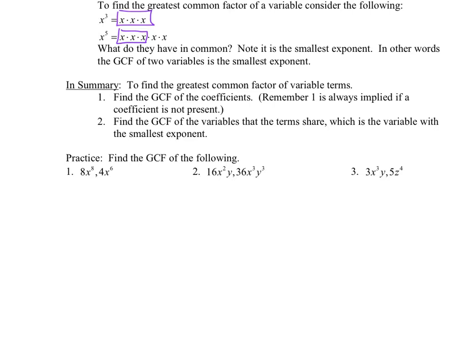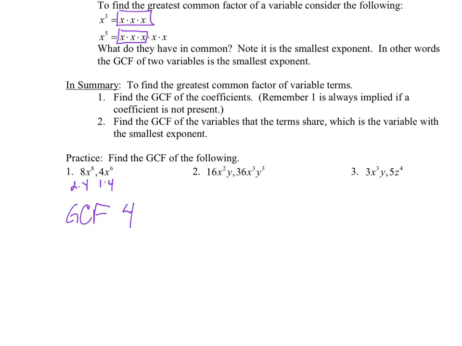Okay, so now let's look at these here. First we're finding the greatest common factor of our two constants. So we have 8 and 4. Well, 8 is 2 times 4, so our greatest common factor is going to have a 4 in it, because I have 1 times 4.